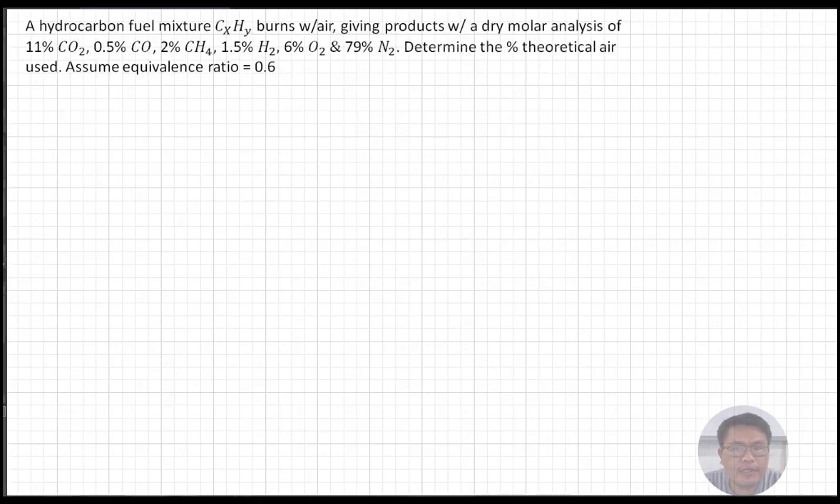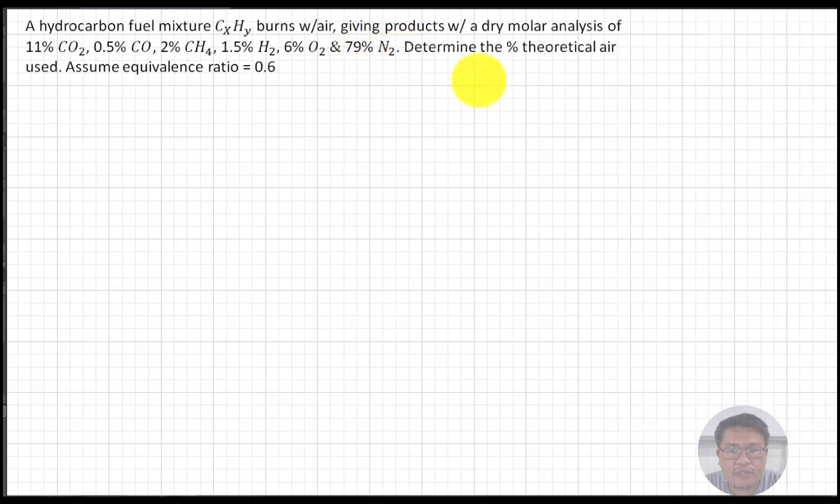Now, we have here a sample problem: a hydrocarbon fuel mixture CxHy. So, we don't know what type of fuel is being used. It burns with air, giving products with a dry molar analysis of 11% CO2, 0.5% CO, 2% CH4, 1.5% H2, 6% oxygen, and 79% nitrogen.